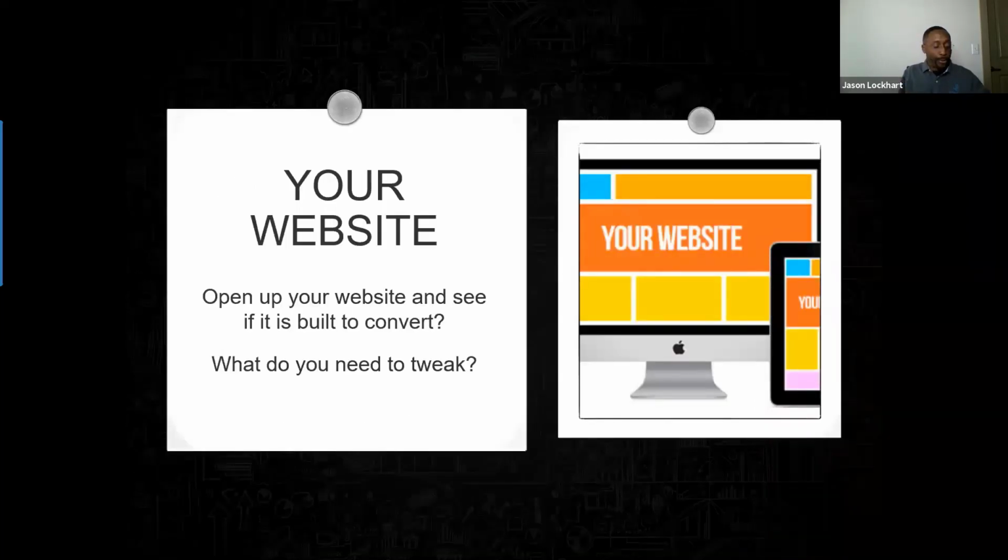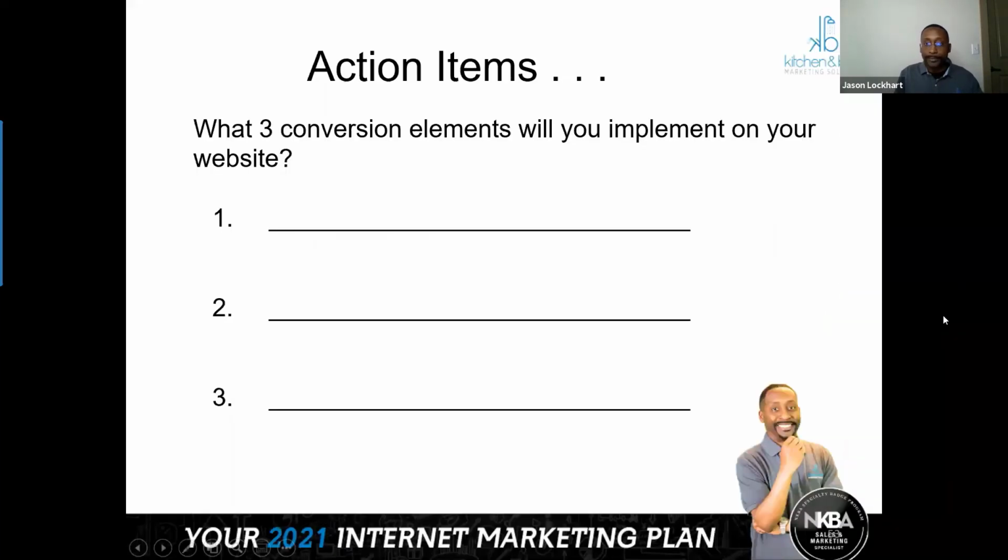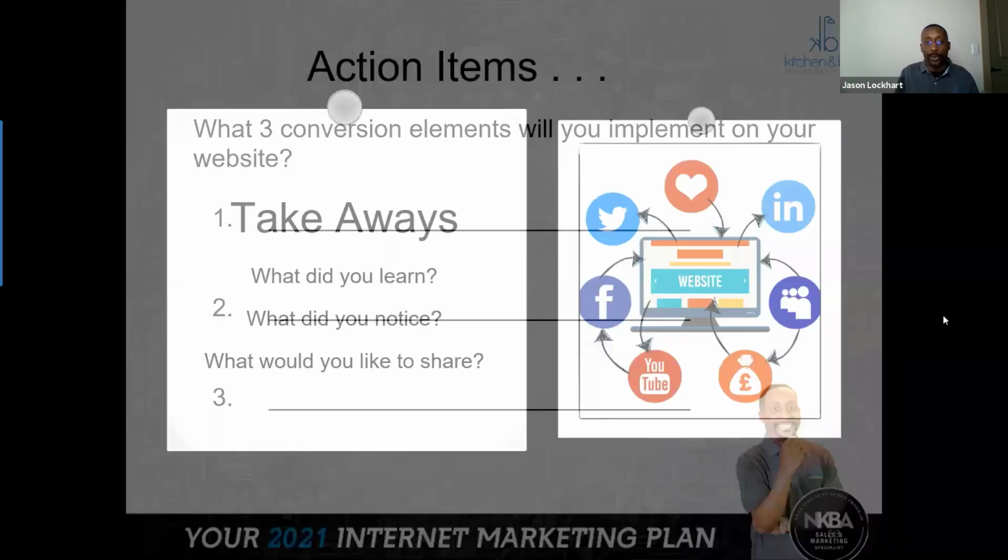What you want to do, and this is on page 11, in your workbook, you want to look at your own website. You don't have to do it now, but you want to look at your own website and see what are the elements that you may or may not have, and what you need to add based on what we've been talking about, okay? And then you can write that here on page 11, all right? And that's the action items that you want to do.